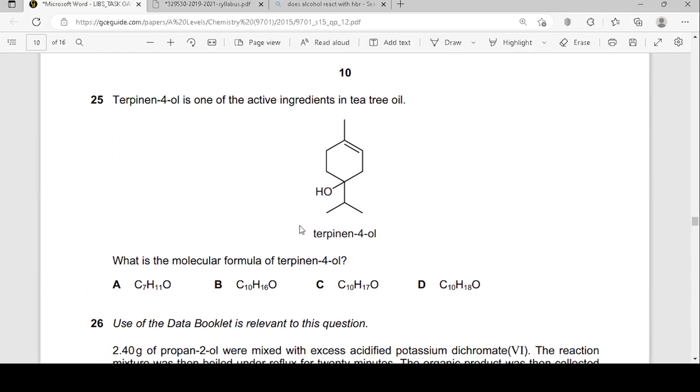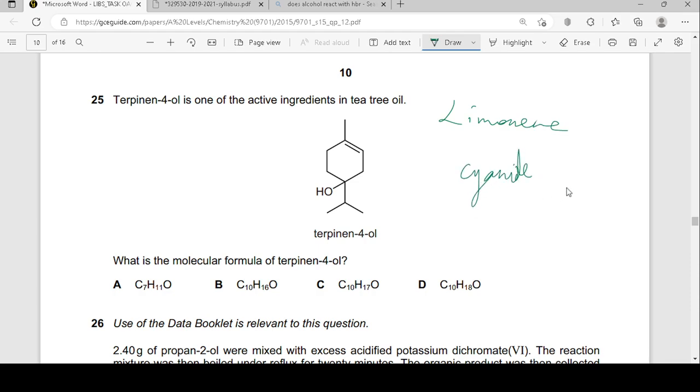Question number 25. My question is, who comes up with these names? Are these really official IUPAC names, or are they just cool sounding names? Even I wonder about things like limonene. That's a really cool name, but is it IUPAC? Do names have to be IUPAC? I guess not, because some people call it cyanide, and some people call it nitrile. Our syllabus says to use nitrile, but still, you can say cyanide, can we not? Anyways, that's found in apples as well, I think, cyanide.